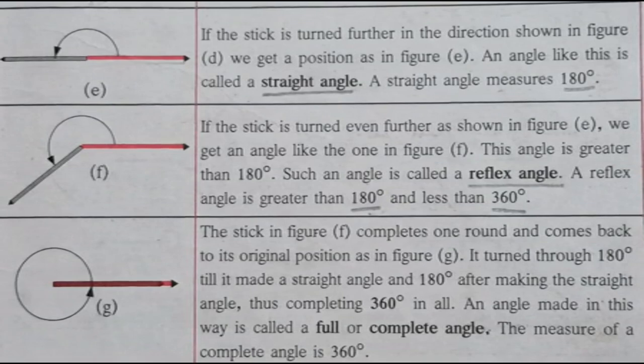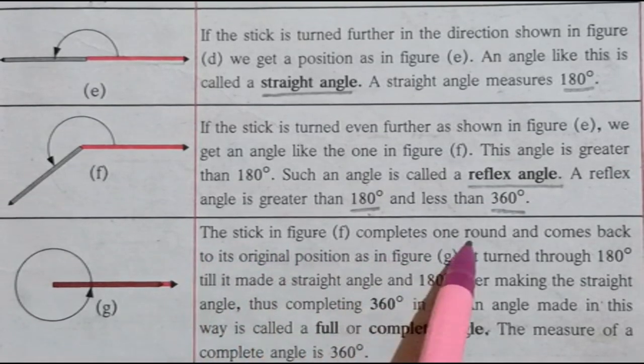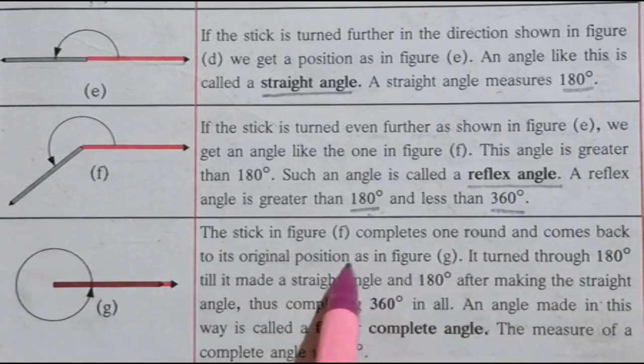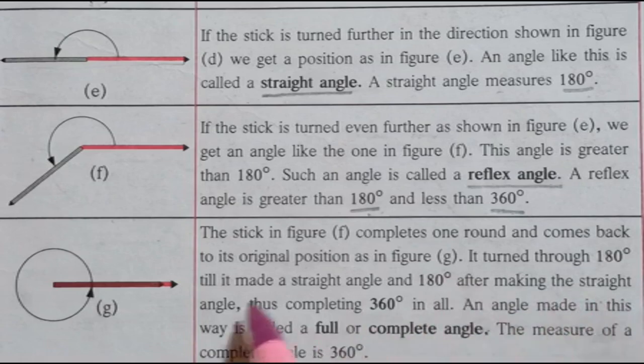ओके, the last one is that the stick in figure completes one round and comes back to its original position as in figure G. It turned through 180 degree till it made a straight angle, and 180 degree after making the straight angle, thus completing 360 degree in all. An angle made in the way is called a full or complete angle. The measure of complete angle is 360 degree.